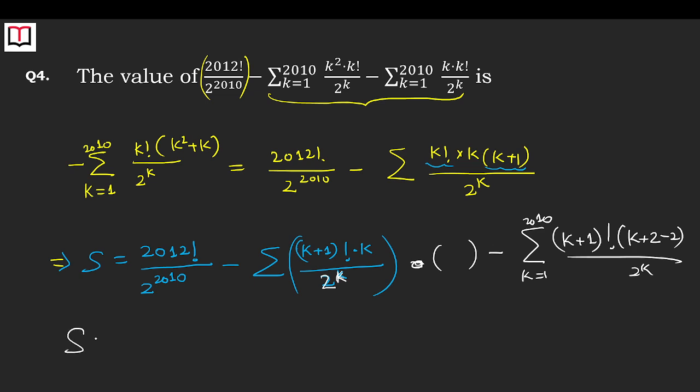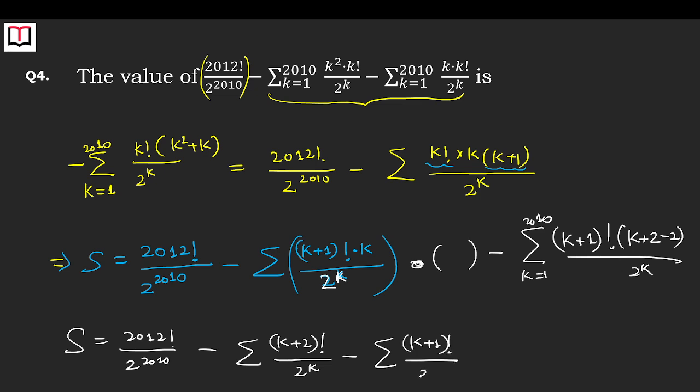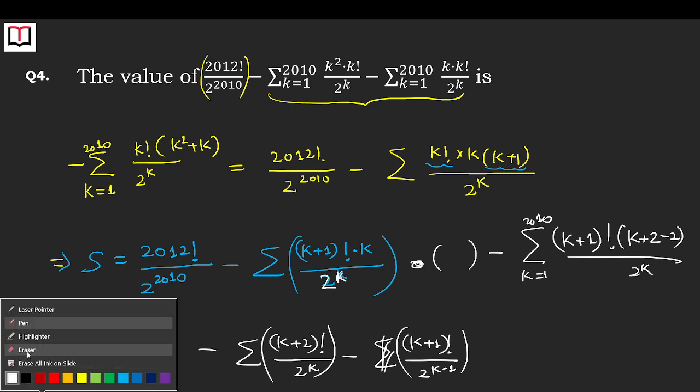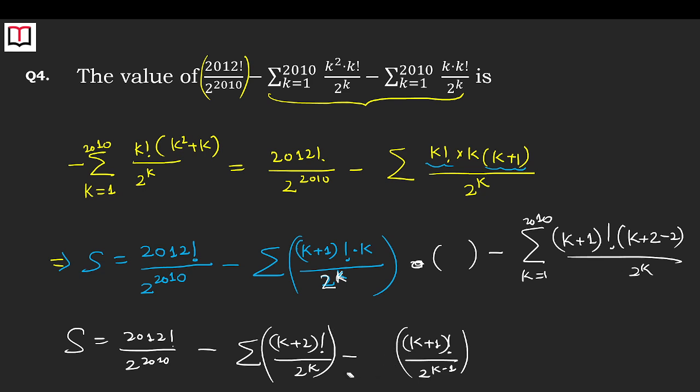Now what do we get here? This is 2012! over 2 raised to the power 2010, minus, so now I think all of you would have understood, (k+2)! over 2 raised to the power k, minus 2 times, bachcho. So that 2 will get cancelled, and in the numerator you have (k+1)! over 2 raised to the power k-1. So if this is the kth term, of course this is the (k-1)th term. I don't know why I took summation here, it is not required, because in any case it works simply. Okay, so that's it.